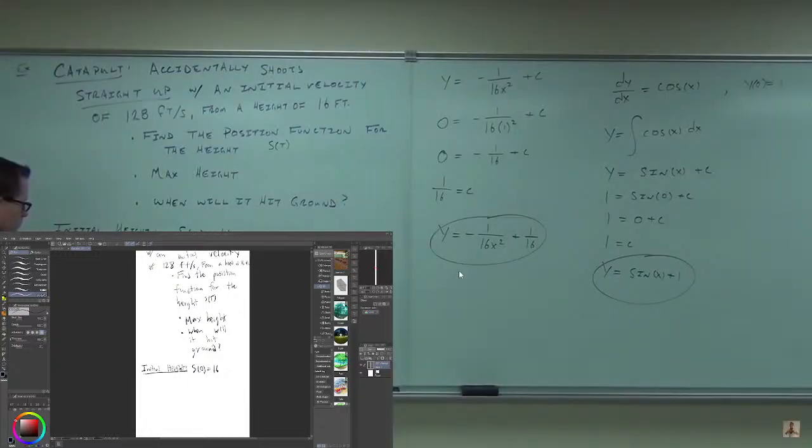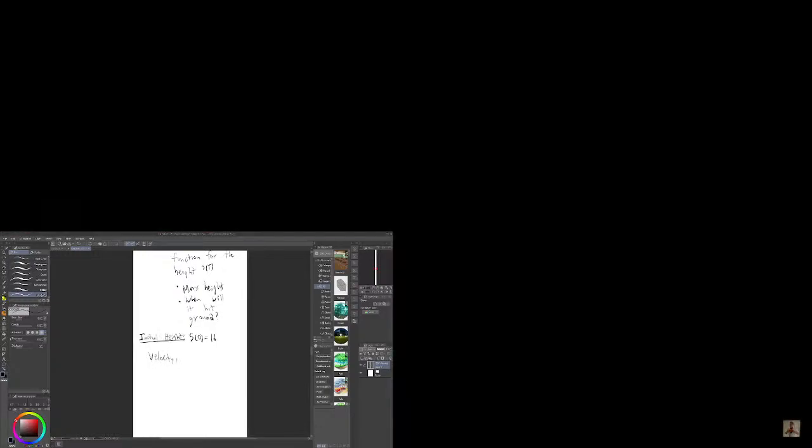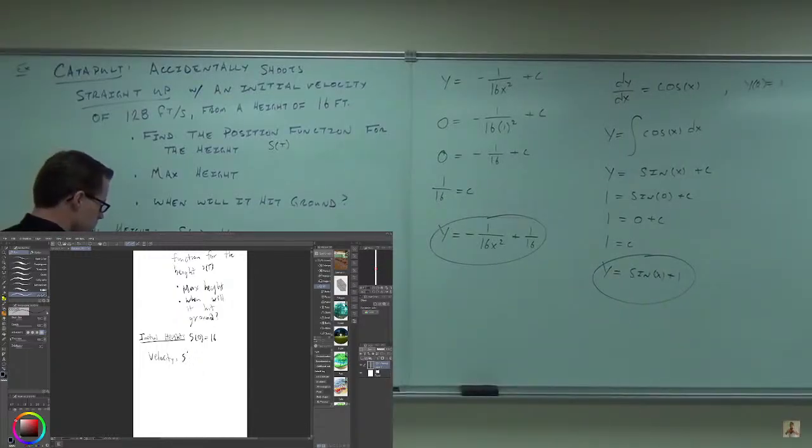Now, here's a good question for you. What is velocity in relation to a position function? Slope. Velocity is the first derivative. Do you remember that's the first derivative? So velocity is the first derivative of a position function, and it's an initial velocity. So the initial velocity would be the first derivative at time 0.